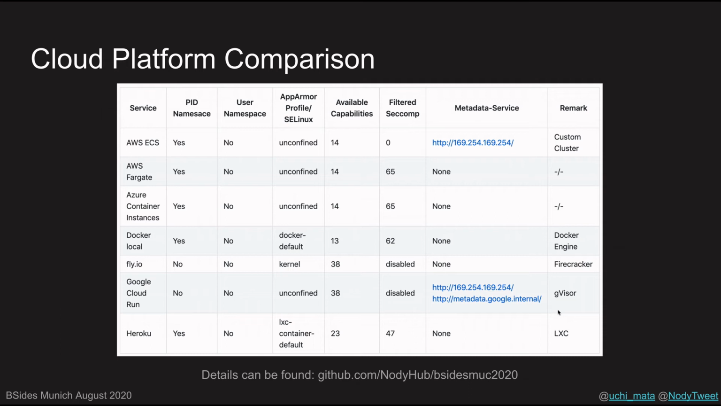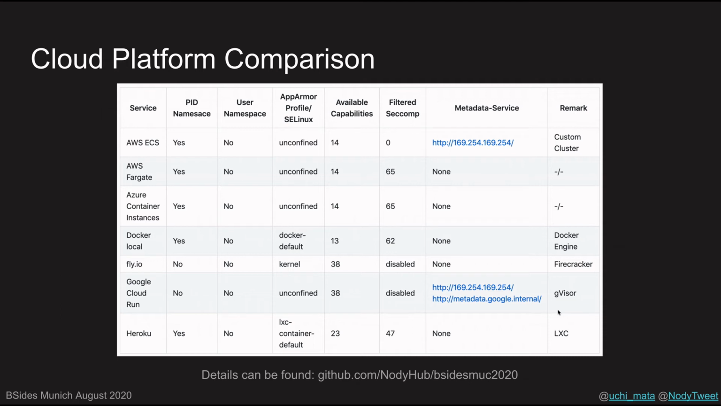In case of Google Cloud Run, we have gVisor, or in Heroku, they use LXC under the hood. And so from this we derived different measurements. A detailed comparison is on the GitHub site that's linked below the image. And there you can find all the different capabilities and seccomp filters that are introduced.